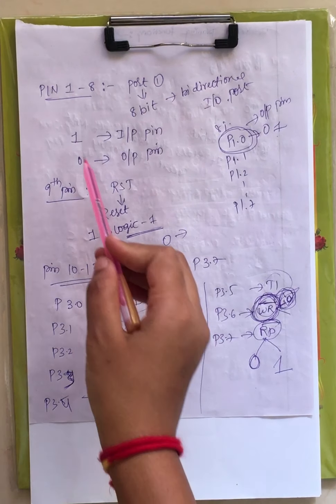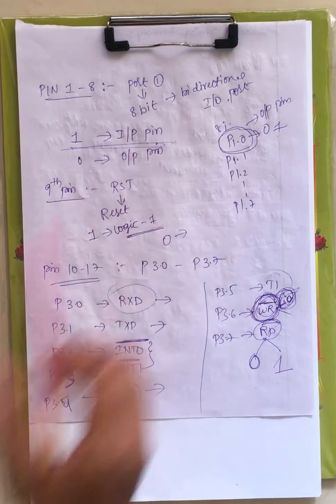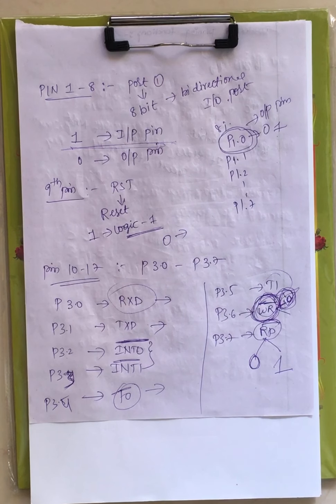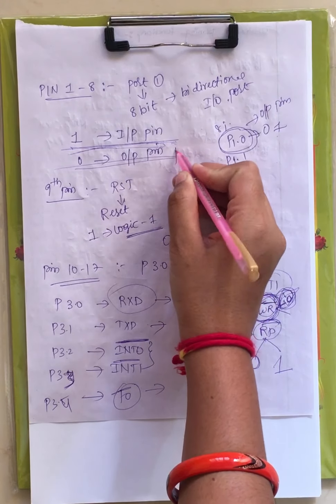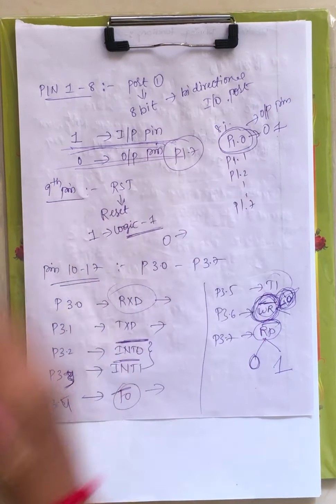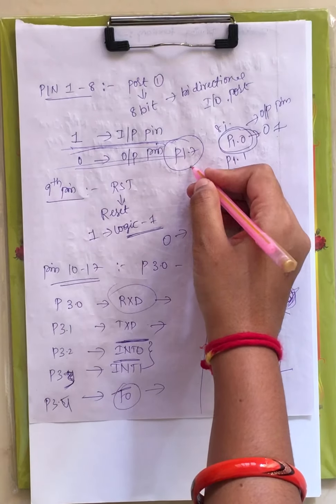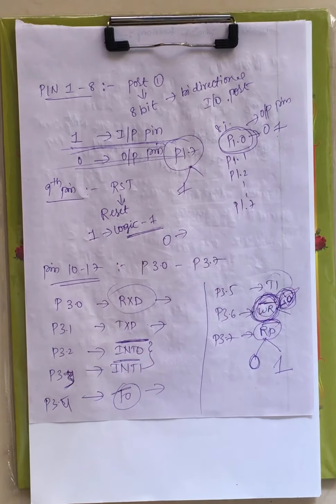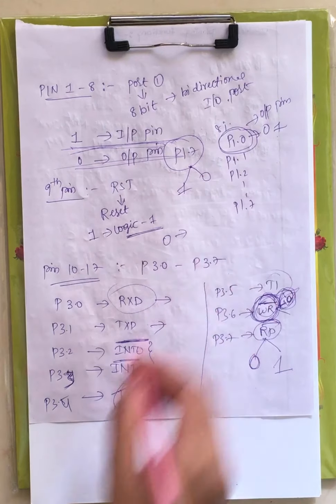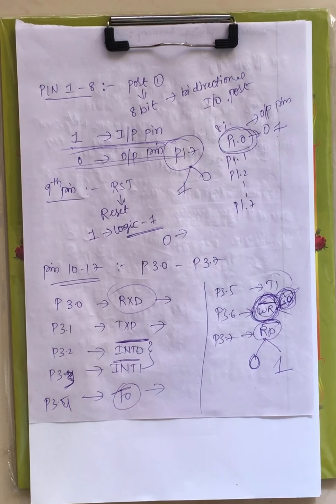When it is logic 1, that particular pin is acting as an input pin. Since it is bidirectional, if it is logic 1, that particular pin acts as an input pin. When it is logic 0, that particular pin acts as an output pin, right? Now let us assume this is the port 1.7 pin. If you provide logic 1 at this pin, it will act as an input pin. When you provide logic 0, that pin will act as an output pin.